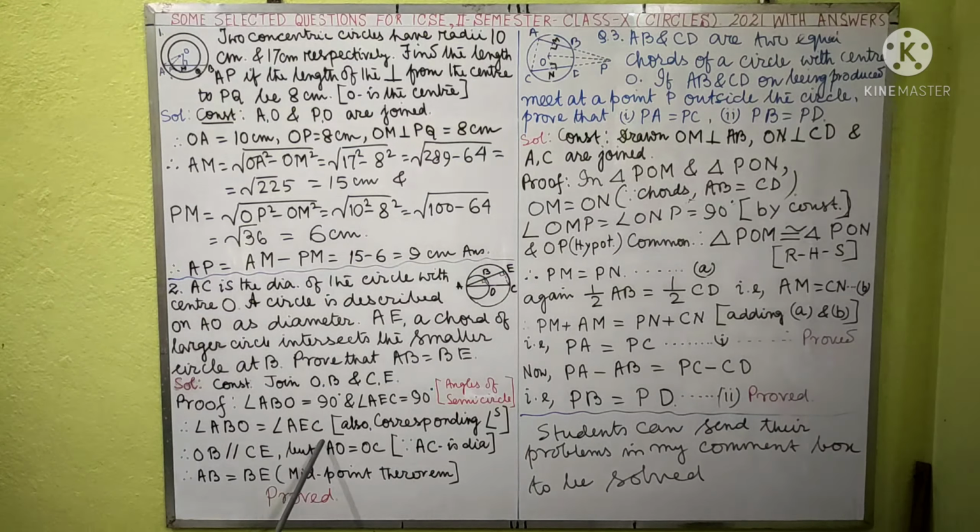Next, question number 3. AB and CD are two equal chords. These two are equal chords of a circle with center O.